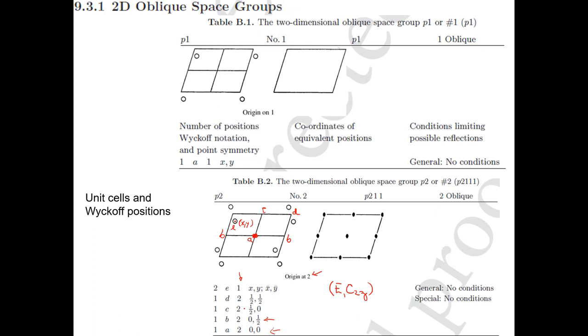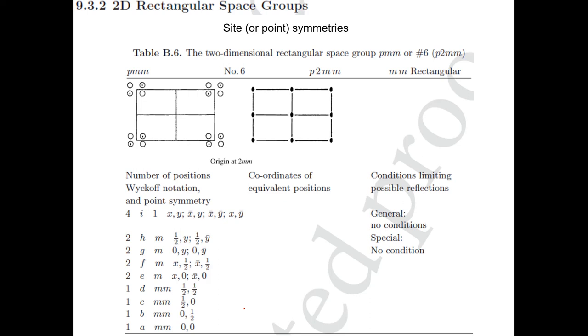Okay, so let's see other examples to illustrate this in more detail. So let's go to rectangular space groups.